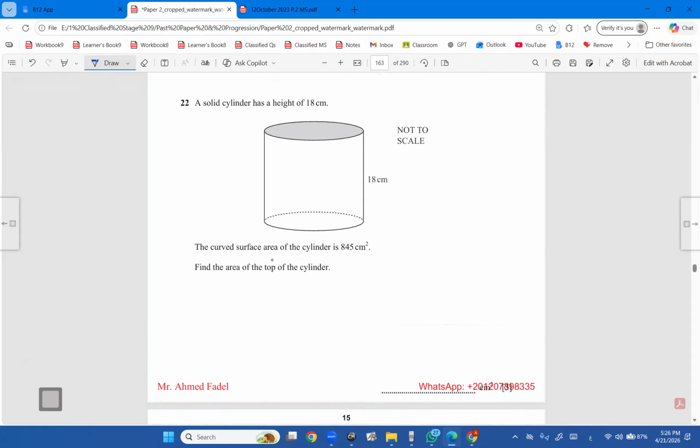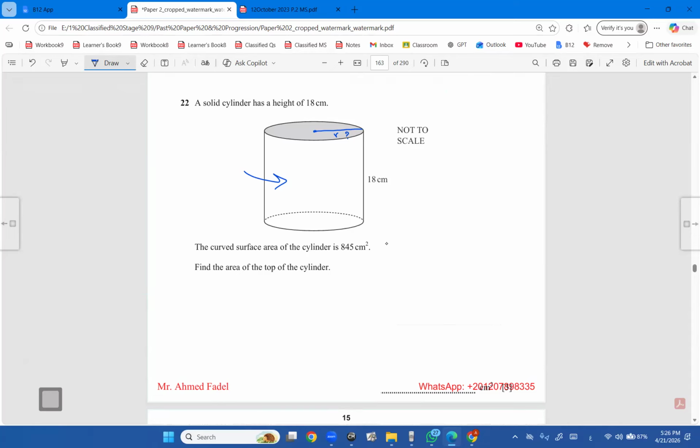The curved surface area of the cylinder is 845 centimeters squared. This is the curved surface, which is this. All right. Find the area of the top of the cylinder. I need to find the area. I need to find the radius. The radius is what? But I need to use this piece of information.